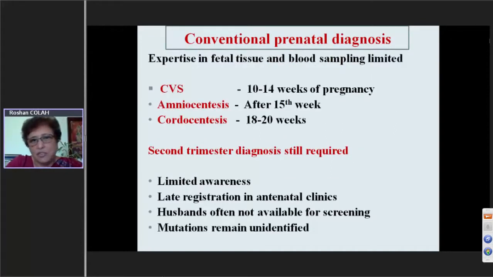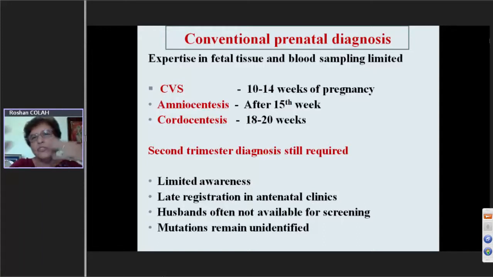So we talk about conventional prenatal diagnosis. Here you need expertise for fetal tissue and fetal blood sampling. The CVS is usually done between 10 and 12 weeks of pregnancy, but it can be done up to 14 weeks. Before 12 weeks, we don't usually do it. Amniocentesis is done at 15 weeks if the couple comes late, and if they come even later, you can still do a cordocentesis at 18 weeks and do a fetal blood analysis.